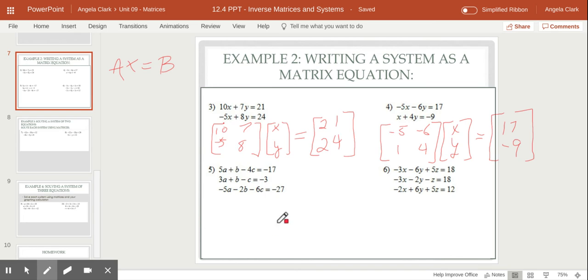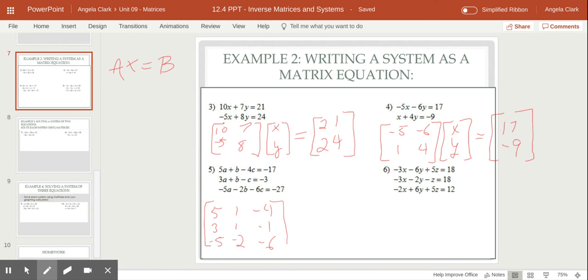All right, now let's look at the same thing, but with 3 equations, 3 unknowns. So these are in the correct order, A, B, C. I mean, they're all in the same order is what I'm trying to say. They're not exactly lined up, but just so I don't have to rewrite things, we're just going to pay attention to where things are. So A's go together, B's go together, C's go together. So it's going to be the same deal though. Coefficient matrix, so 5, 1, negative 4, 3, 1, negative 1, negative 5, negative 2, negative 6.